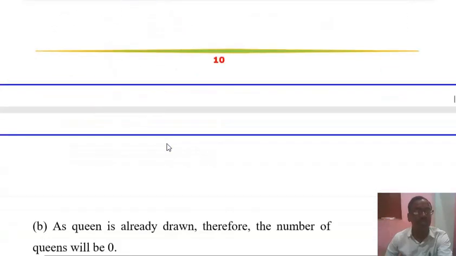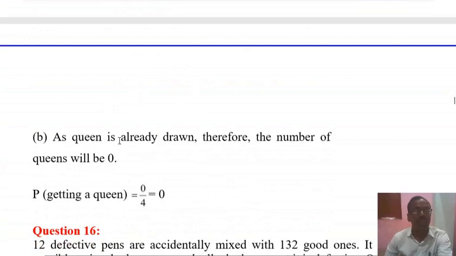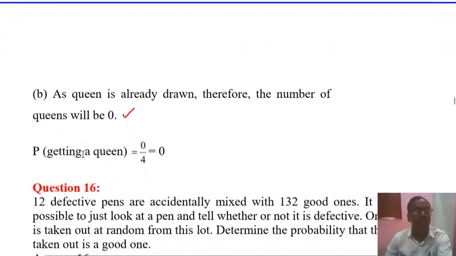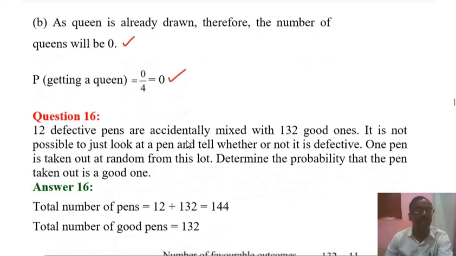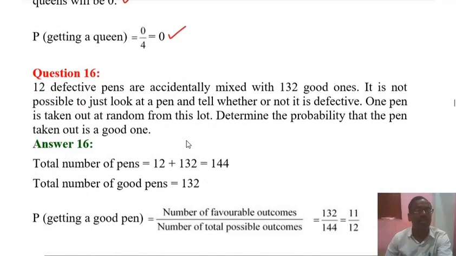As the queen is already drawn, the number of queens will be 0. So the probability of getting a queen is 0 by 4, equal to 0. Hope there is no problem understanding the solution of question number 15. Let's see question number 16.